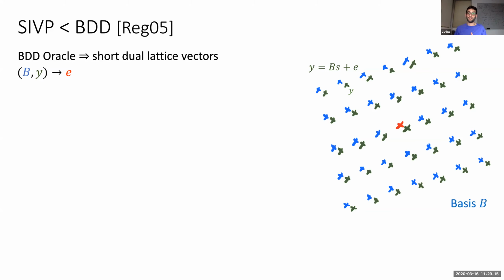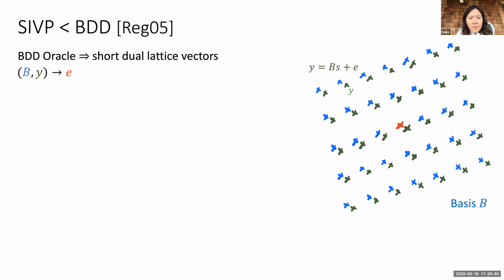So can I ask questions, Zvika? Yeah. So when you said that eventually you can solve BDD, that's in the original lattice, right? That's in the original lattice. Yeah. So if you have short vectors in the dual, this allows you to solve BDD in the primal lattice, in the original lattice.